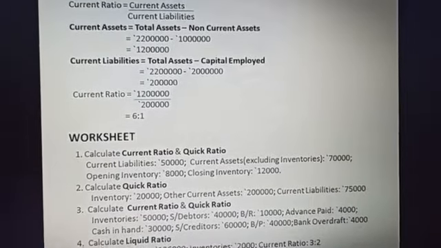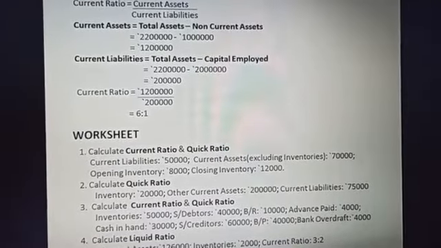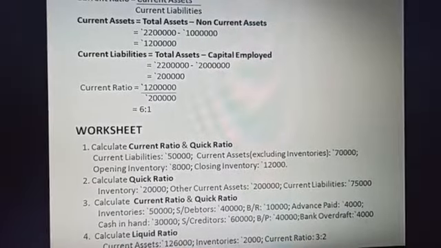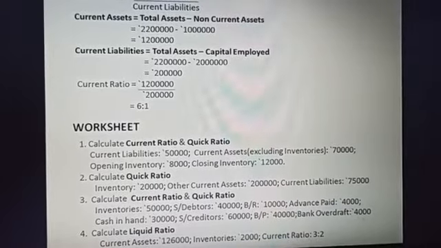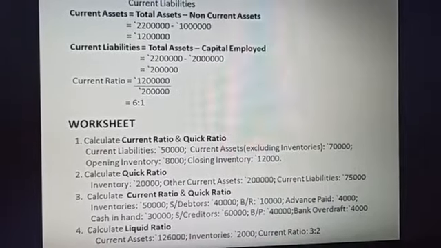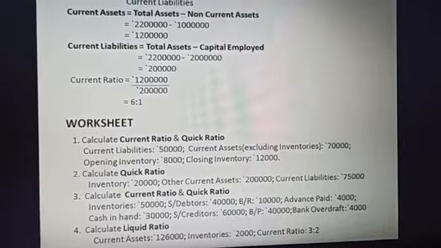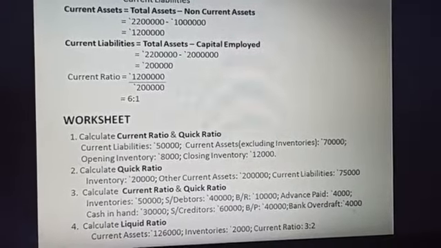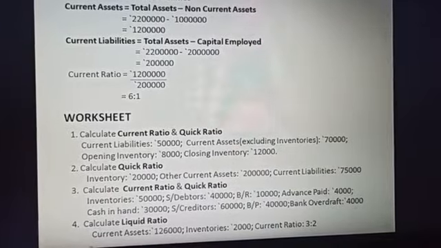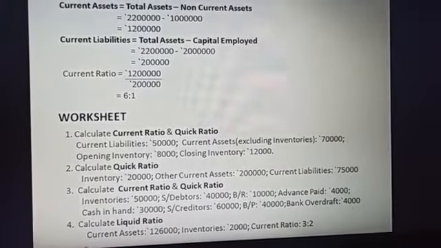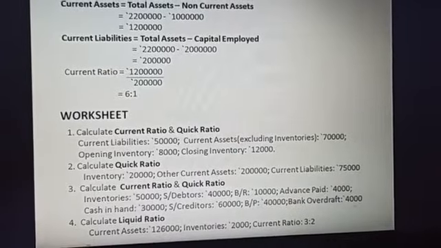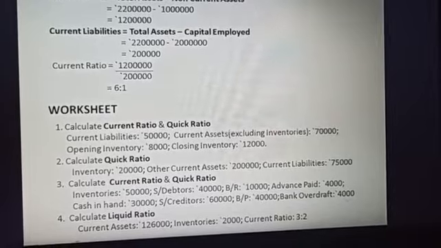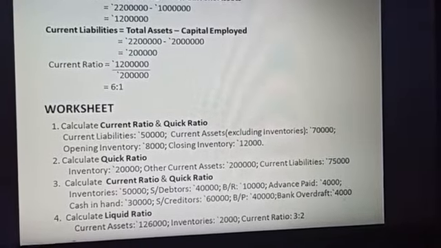So for calculating the current ratio, we will first write the formula, that is current ratio equals to current asset divided by current liabilities. Current assets over here are calculated using a new formula, that is total asset minus non-current assets. That is 22 lakh minus 10 lakh, we get 12 lakh. While current liabilities is again calculated using a new formula, that is total assets minus capital employed. That is 22 lakh minus 20 lakh, we get 2 lakh. Current ratio equals to 12 lakh by 2 lakh, that is 6 is to 1.